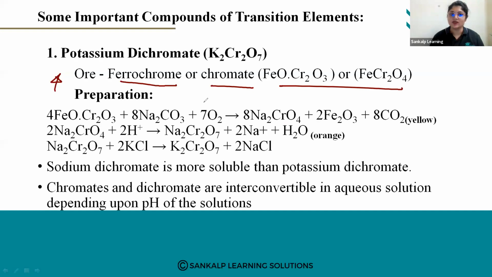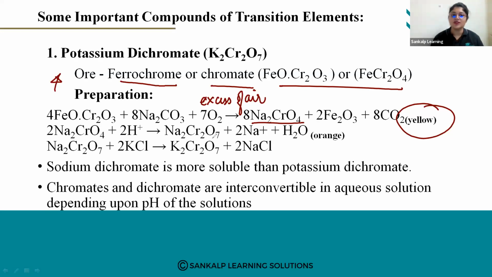That is, excess of air. Oxygen means excess of air. Either ferrochrome or chromite ore is taken. So it forms sodium chromate, then ferric oxide and carbon dioxide. Here the first reaction gives you yellow color, because of the sodium chromate which is formed. So the solution turns yellow.